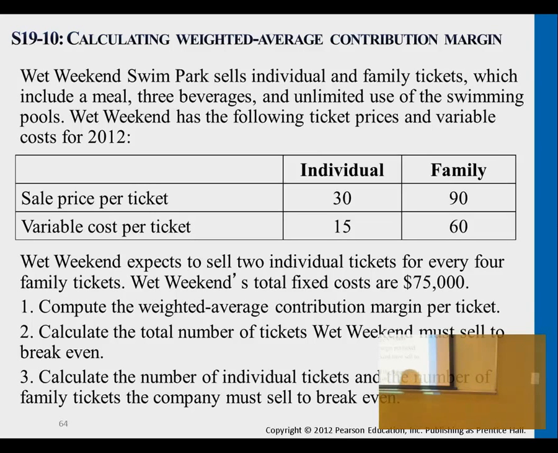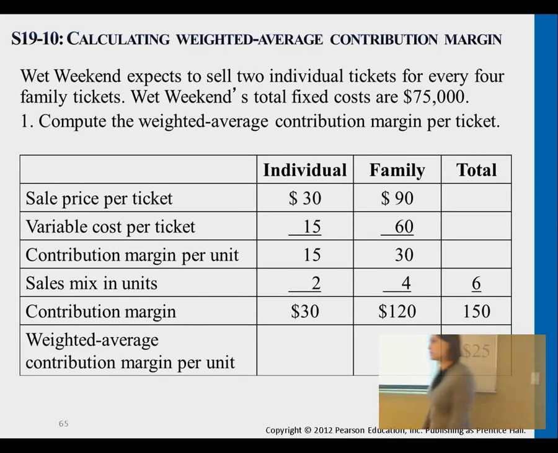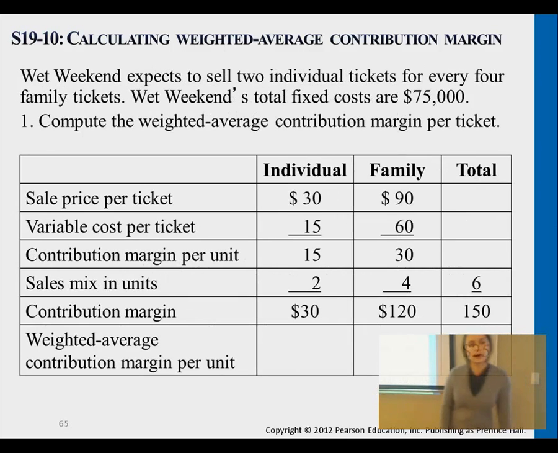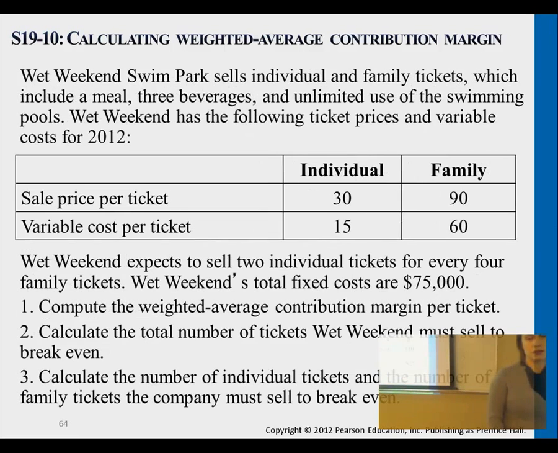I'll show you because many of you are done. So here's the answer. Hold on, give me a second. So we have a question about the sales mix in units, right? That's this. We sell two individual tickets for every family ticket. Yeah?